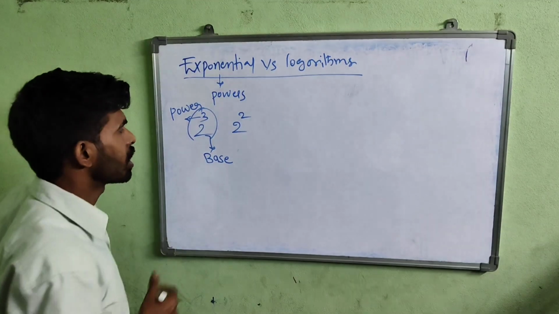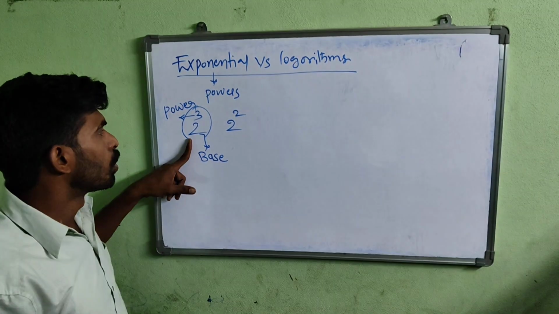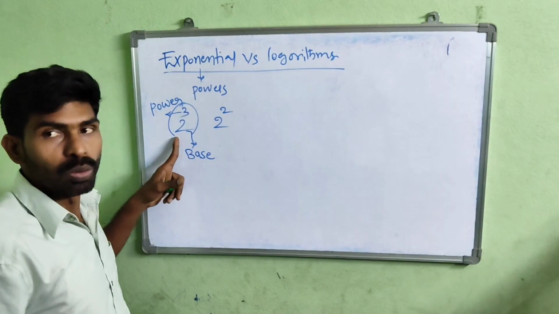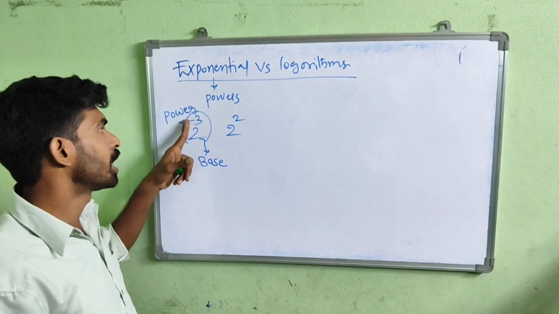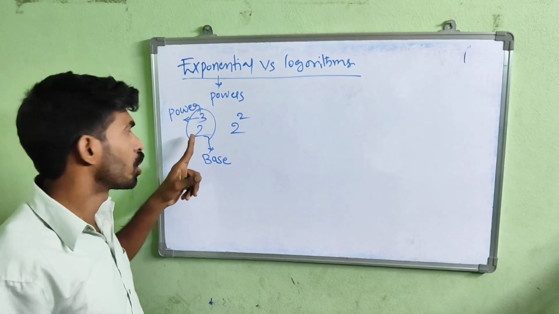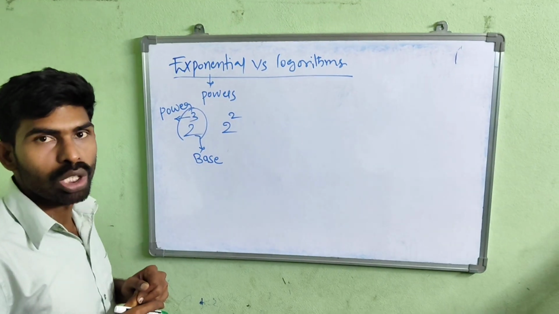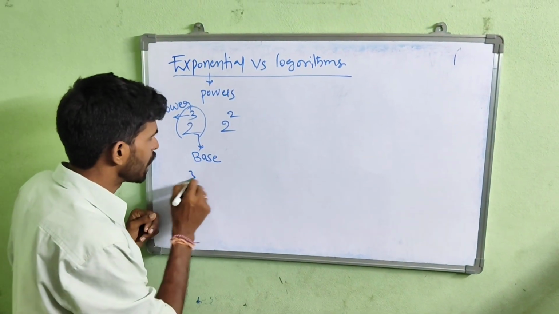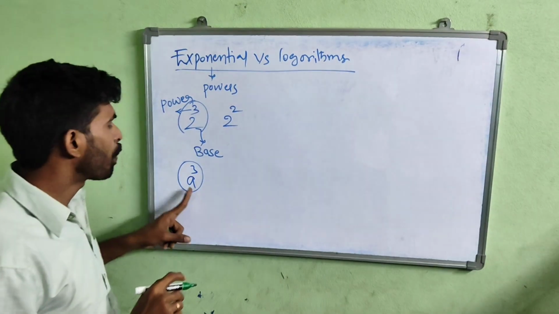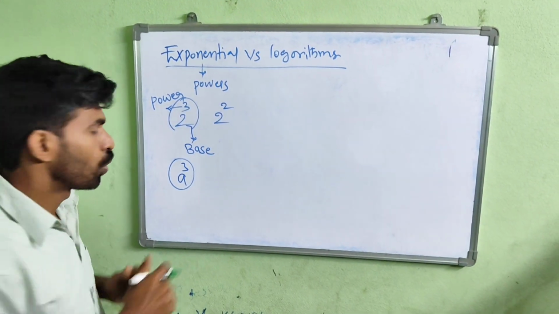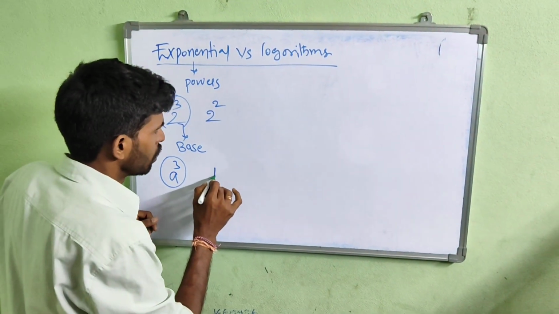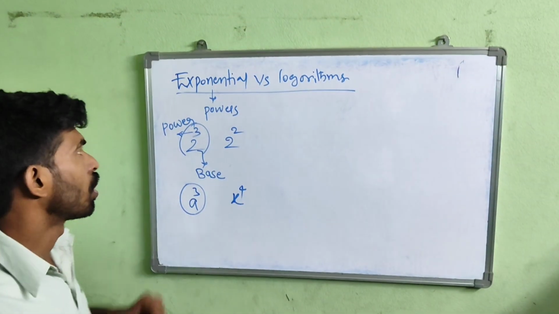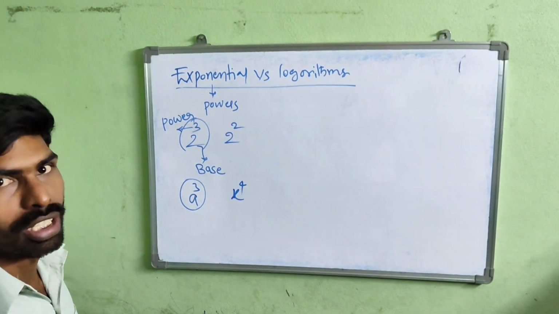How do we read it? Power 3 to the base 2, or 2 power 3. For example, if it is a cube, it means power 3. For example, x power 4. Those are exponentials.